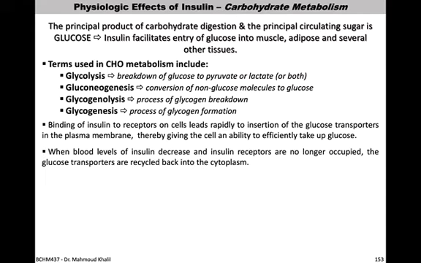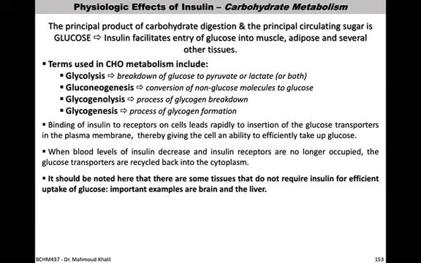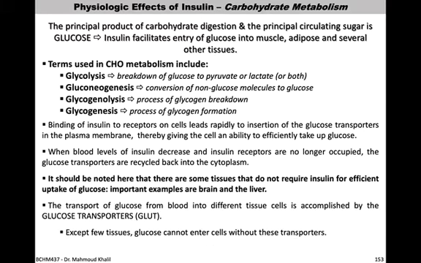When blood levels of insulin decrease and the insulin receptors are no longer occupied, these glucose transporters, which were recruited to the plasma membrane, are recycled back into the cytoplasm. It should be noted here that there are some tissues that do not require insulin for efficient uptake of glucose, like the brain and the liver and red blood cells. The transport of glucose from blood into different cells is done by GLUT, or glucose transporters, except a few tissues where glucose can enter cells without these transporters.